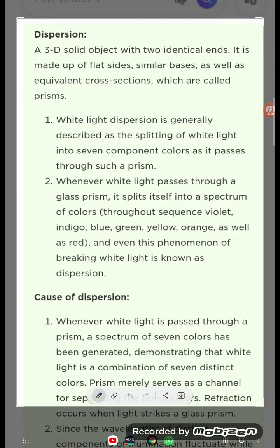Hello students, let's try to understand dispersion. Right. A 3D solid object with two identical ends.